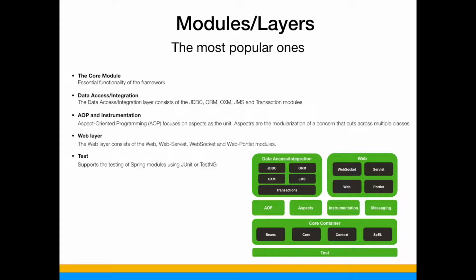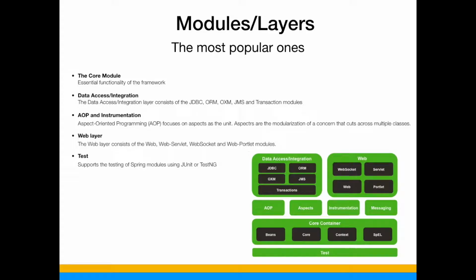Aspects are the modularization of a concern that cuts across multiple classes. The web layer, which is the web servlet, the WebSocket, the web portlet modules. And it also consists of the testing layer that supports test modules like JUnit or TestNG.